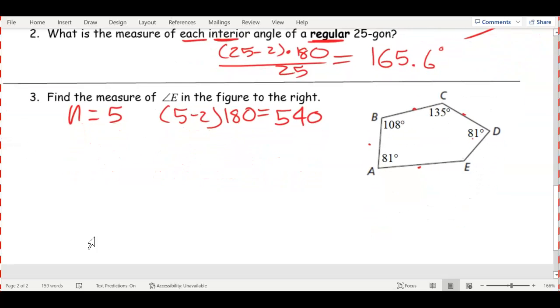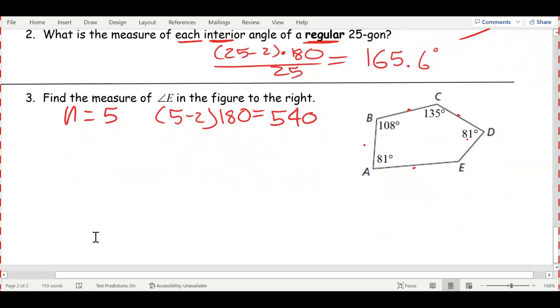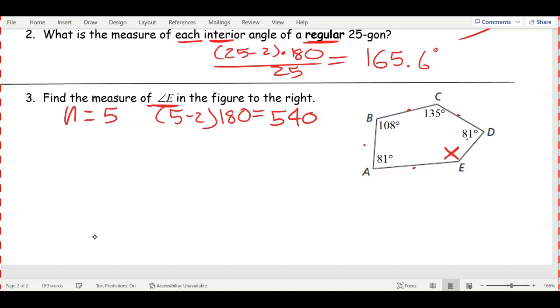Okay. Now I'm going to put an X on my E. That's what's missing. An X there. And what I'm going to do is add up everything equal to the total. So I'm going to make a long equation. 81 plus 108 plus 135 plus the other 81 plus X. All 5 of those angles add up equal to 540.